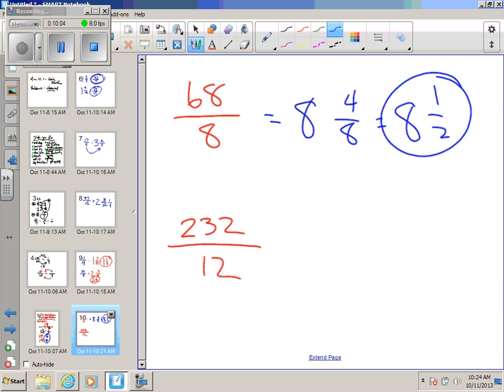Now the next one. Chances are with your 12s, you don't know your tables in your head all the way up to 232 or what it's going to take to be close enough to 232. So you had to come up with a strategy to find out what it really was. And some of you then actually tried to find out using division.